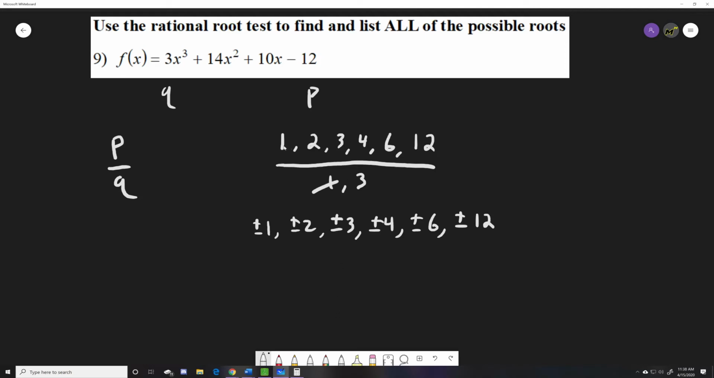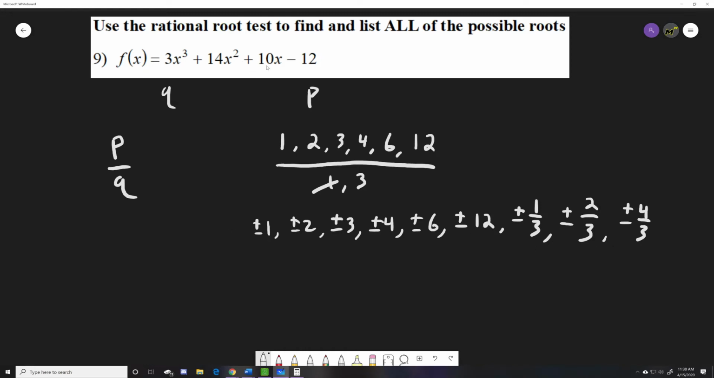Now we have 1 divided by 3, which is, hey, plus or minus 1/3. 2 divided by 3 would be plus or minus 2/3. 3 divided by 3 is a 1. We already have that in the list, so we don't need to write it twice. 4 divided by 3, that's a new one, so plus or minus 4/3. 6 divided by 3 is a 2. We already have that on the list. And 12 divided by 3 is a 4. We already have that on the list. So there you have it.